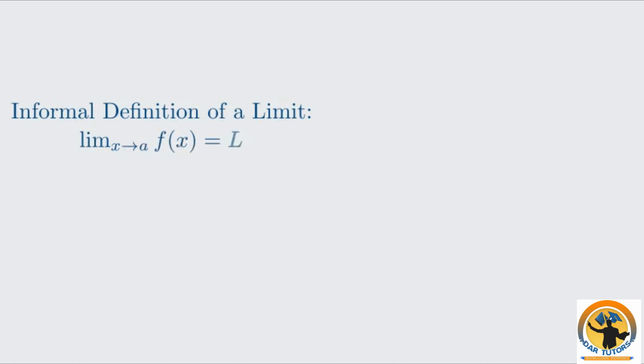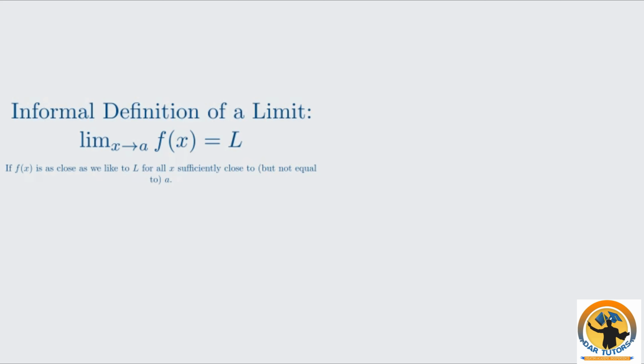Now let's formalize this idea for functions. Our goal in this scene is to define a limit and learn how to evaluate it algebraically. The informal definition of a limit states that if a function f of x gets arbitrarily close to a real number L as x gets arbitrarily close to a number a, then we say the limit of f of x as x approaches a is L. We write this as the limit as x approaches a of f of x equals L.